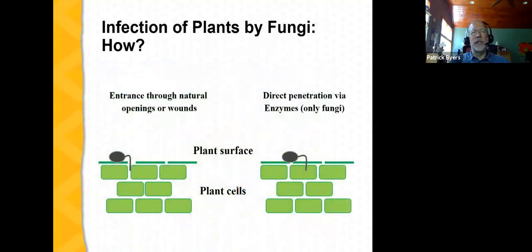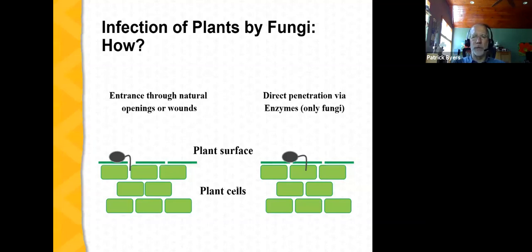Now, how do fungal diseases attack plants? How does infection take place? Well, fungal diseases are interesting. They certainly can take advantage of natural openings or wounds. There are natural openings in plants, such as the openings on leaves that allow for the exchange of gases. These are called stomata. There's also openings on the woody parts of plants called lenticels. There may be openings at the base of blossoms. There are lots of places where there are natural openings that fungal bodies or fungal spores can then penetrate the plant.